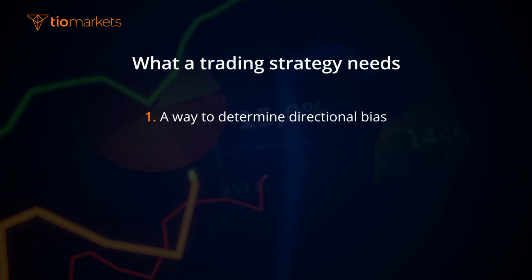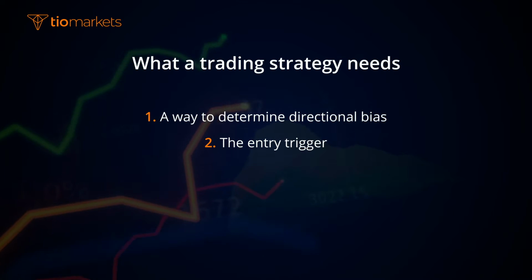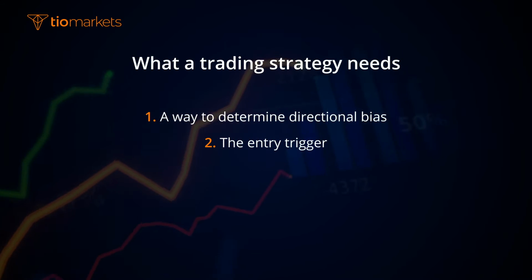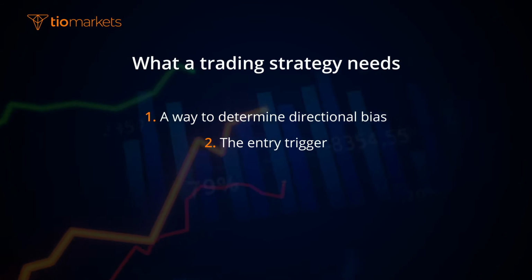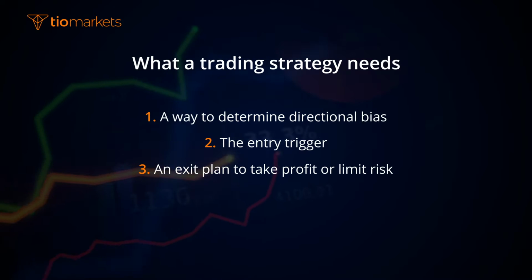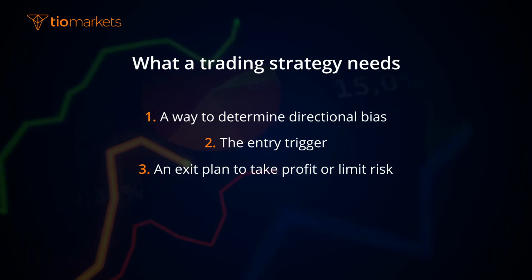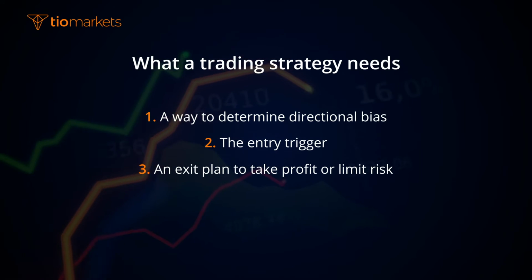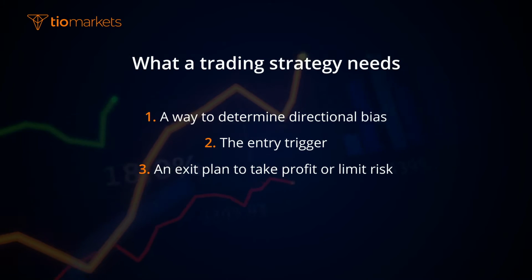The next thing a trading strategy needs is an entry trigger. This is the event or the pattern you are looking for to indicate that it is time to execute the buy or the sell. The last thing you need is an exit plan. You need to know ahead of time what you are aiming for in order to close the profitable trades and when you will get out in case the trade doesn't work out.